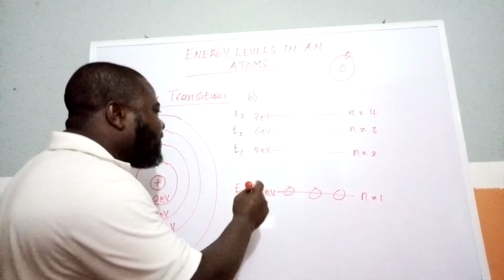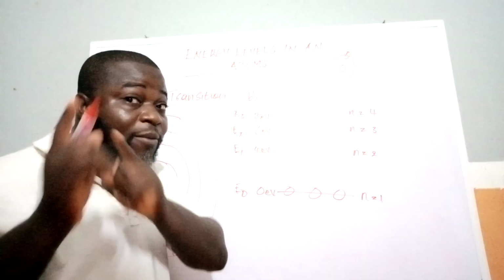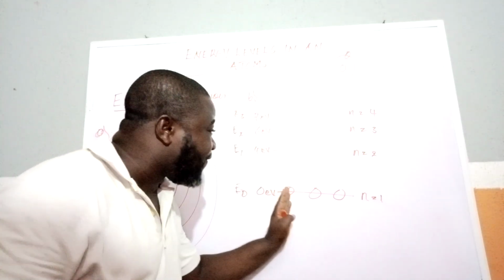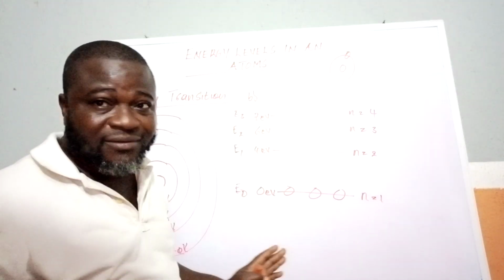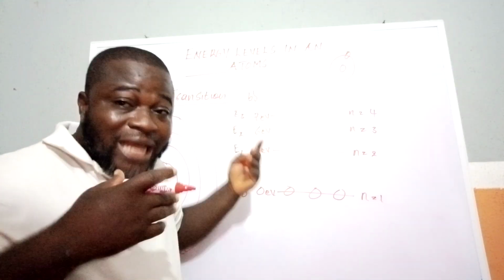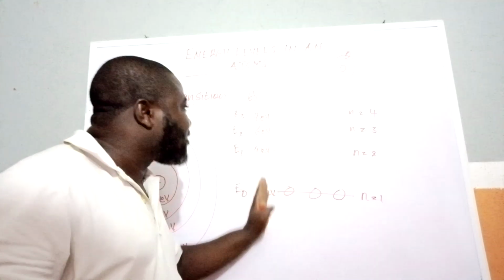That is horizontally, it has no effect. The energy we are talking about has effect only at the vertical line, but students normally mix it up. It has no effect whether you place it here or there, it's still the same shell. No, but it has effect on what?